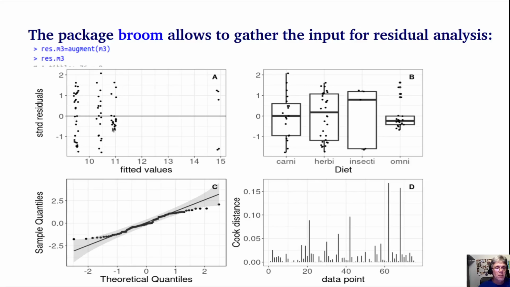Perhaps there may be a minor difference here. We see in the plot of the residuals against the explanatory variable, the categorical explanatory variable, that the medians do not appear to differ very much from each other, with the possible exception of the insectivores. But let's recall that for insectivores we only have 4 or 5 data points. This is the group here.